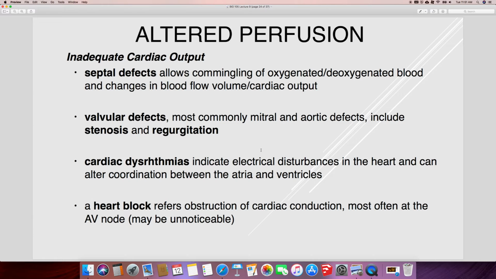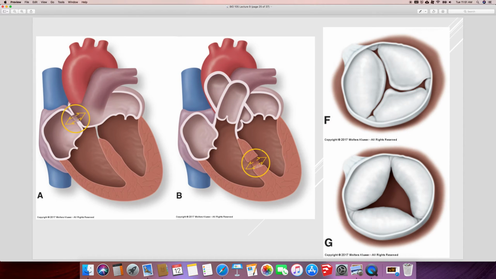Cardiac dysrhythmias, these are just electrical disturbances that can alter the coordination between the atria and ventricles. These can be relatively minor, or they can be severe, like in the case of ventricular fibrillation, that's not compatible with life. And then if you ever hear the term heart block, this just refers to obstruction of cardiac conduction, typically referring to the AV node, but it can really be anywhere. Sometimes they're unnoticeable, and sometimes, of course, they can be very dangerous. So here's just a couple of examples of septal defects. So this would result in regurgitation down here, and this is stenosis.